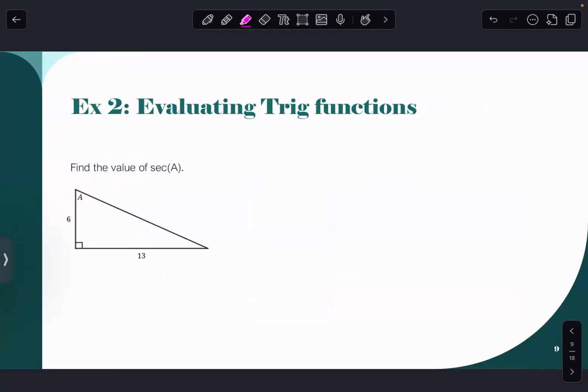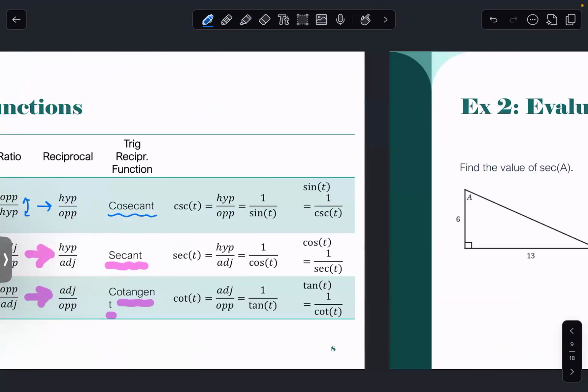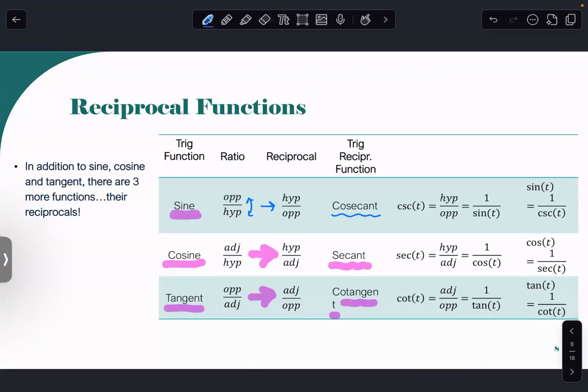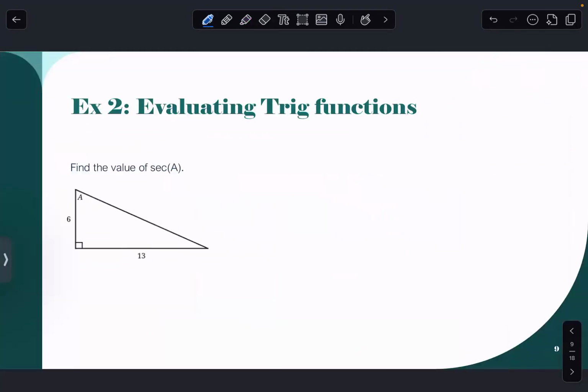So here's an example using a reciprocal function. We're going to find secant A. Go back: secant is the reciprocal of cosine. Since cosine is adjacent over hypotenuse, secant is hypotenuse over adjacent. So secant of angle A is going to equal hypotenuse over adjacent.